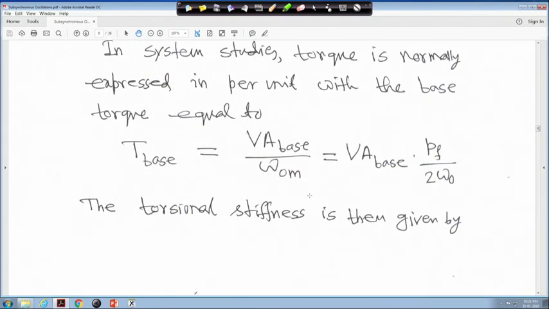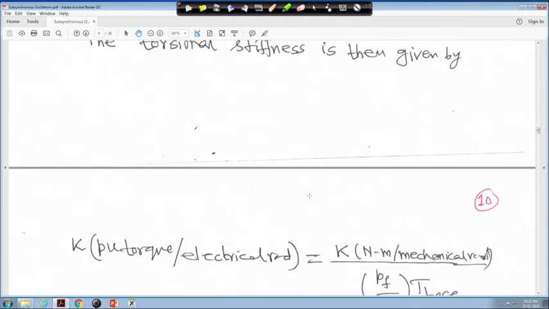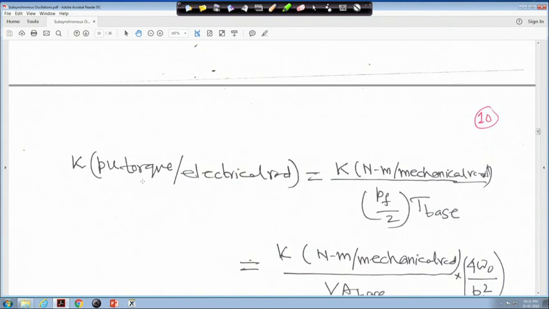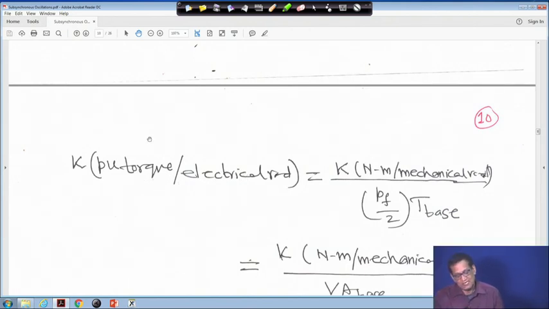So, the torsional stiffness is given by K. That is a torsional stiffness, per unit torque per electrical radian. In general it is a dimensionless quantity, equal to K in Newton meter per mechanical radian divided by P f upon 2 into T base. This way we can represent it. You can also try a simple thing: K, with the unit Newton meter per mechanical radian, divided by P f by 2 into torque base.